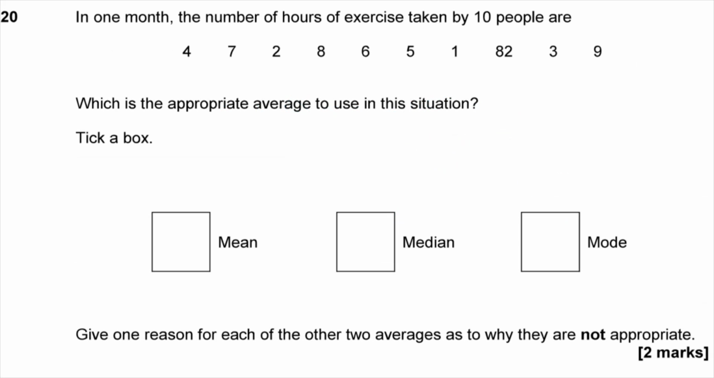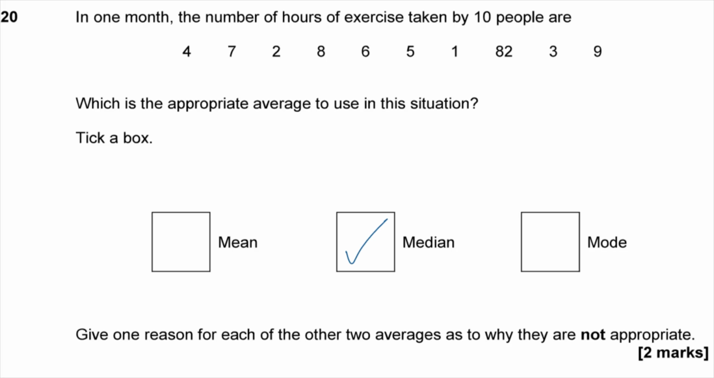Question 20. In 1 month, the number of hours of exercise taken by 10 people are 4, 7, 2, 8, 6, 5, 1, 82, 3, and 9. Which is the appropriate average to use in this situation? Is it the mean, the median, or the mode? Now, I think the most appropriate one for this group of data would be the median.